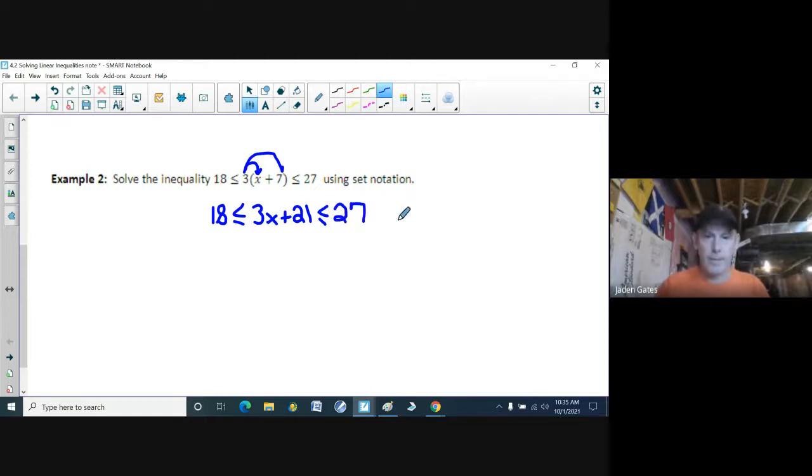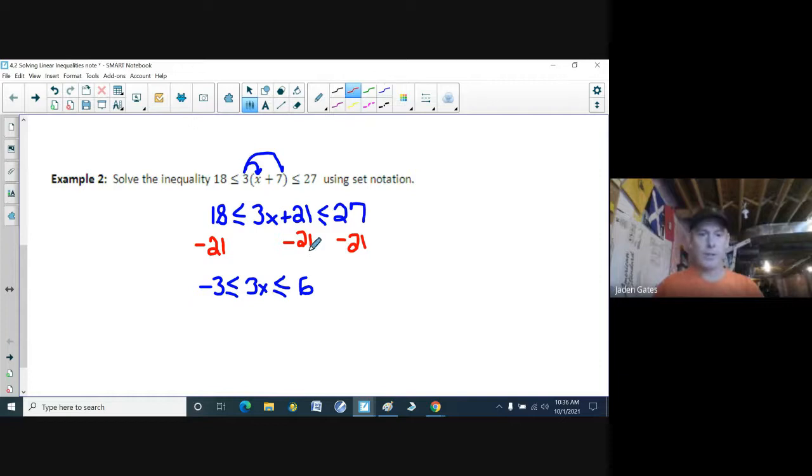Again, the whole thing here is that I'm going to get x by itself. So the first thing I'm going to do is subtract 21. I'm going to subtract 21 from every piece of this inequality. If I take 18 minus 21, I have a minus 3, is less than or equal to 3x. 21 minus 21 is gone. Then I have less than or equal to 27 minus 21, which is 6.